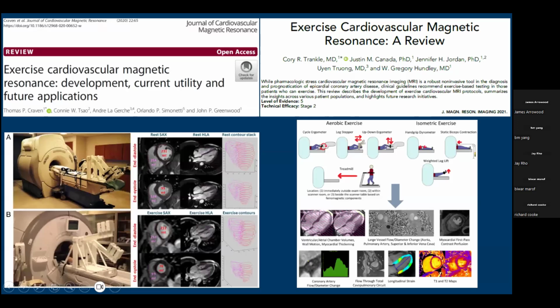And if this was interesting to you, there were a couple of review articles that came out right at the same time. This one was published in JCMR, and then we published one in Journal of MRI. So both kind of had different approaches to tackling the subject matter.